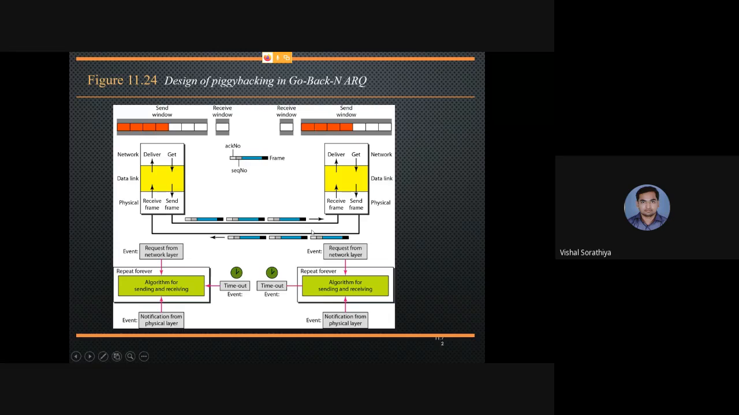So what is the difference between Go Back N ARQ and piggybacking? In the normal Go Back N ARQ, we have a model where one side is sending and the second side is the receiver giving the acknowledgement. But in piggybacking, this happens on both sides. The sender can send frames and acknowledgements, and the receiver side can also send frames and acknowledgements.